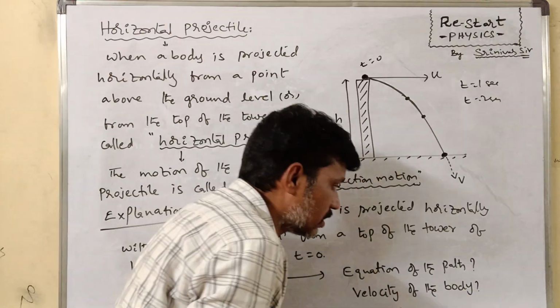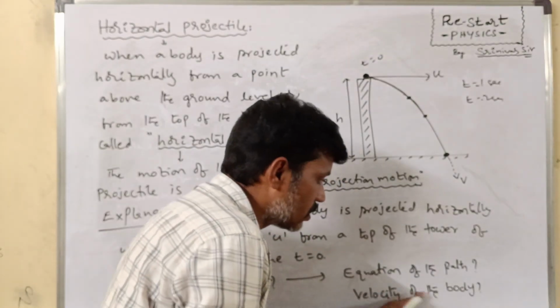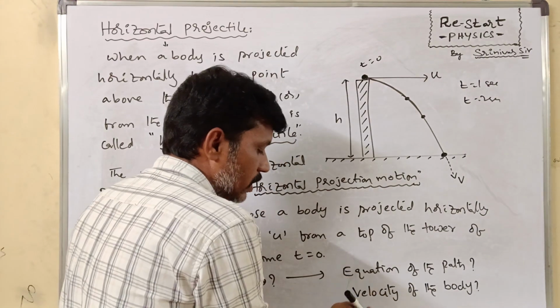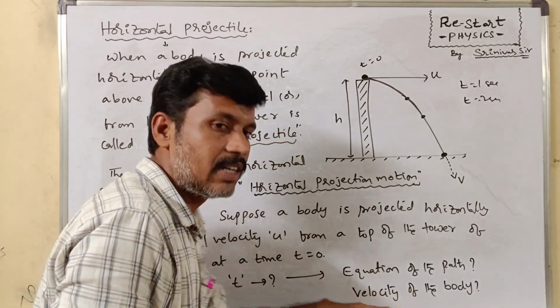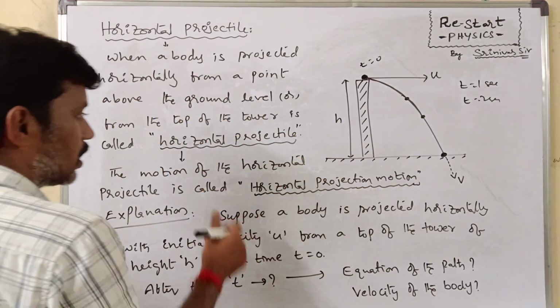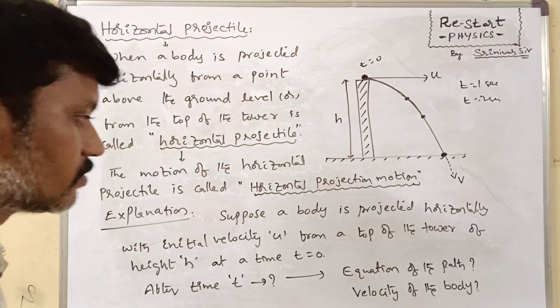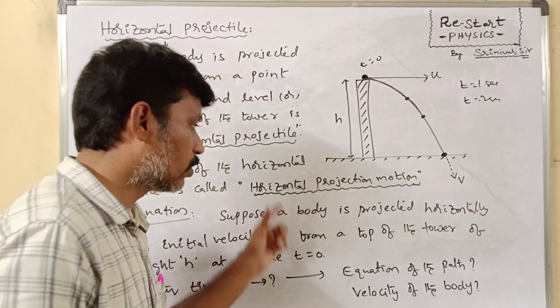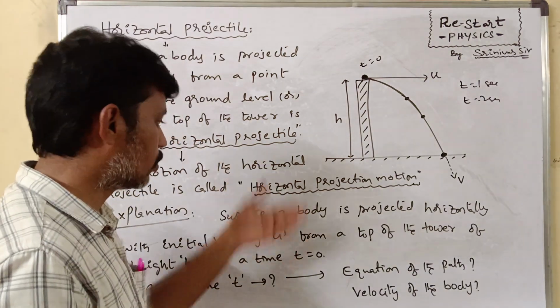Here velocity of the body means horizontal component of velocity, vertical component of velocity, and final velocity. That means resultant velocity we need to find. Okay, right? You have to write line to line. Note it clearly in your notebook. Then let us go to next.